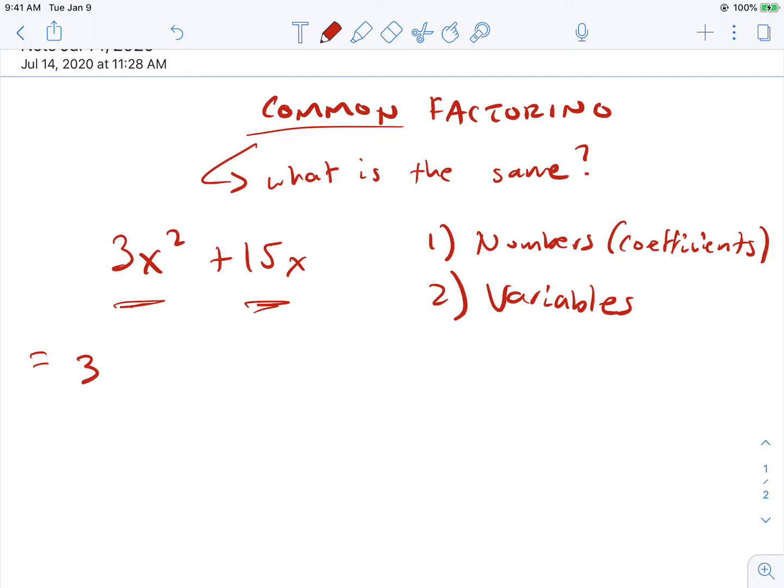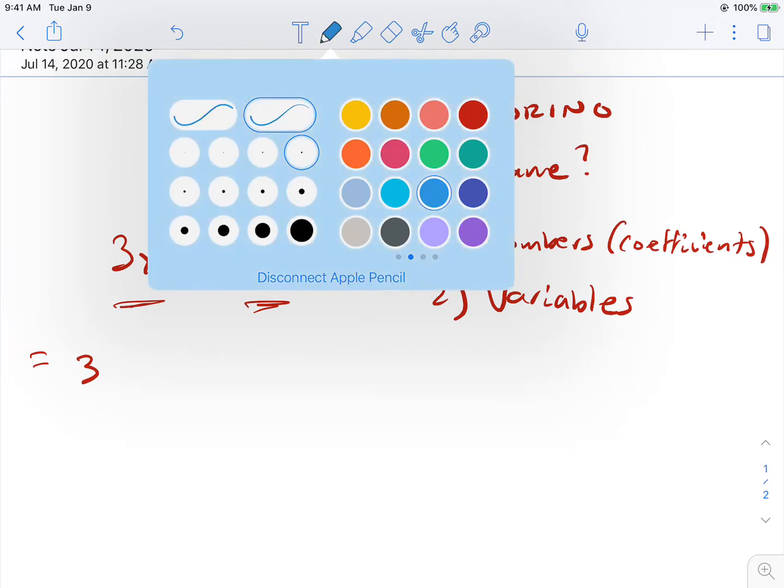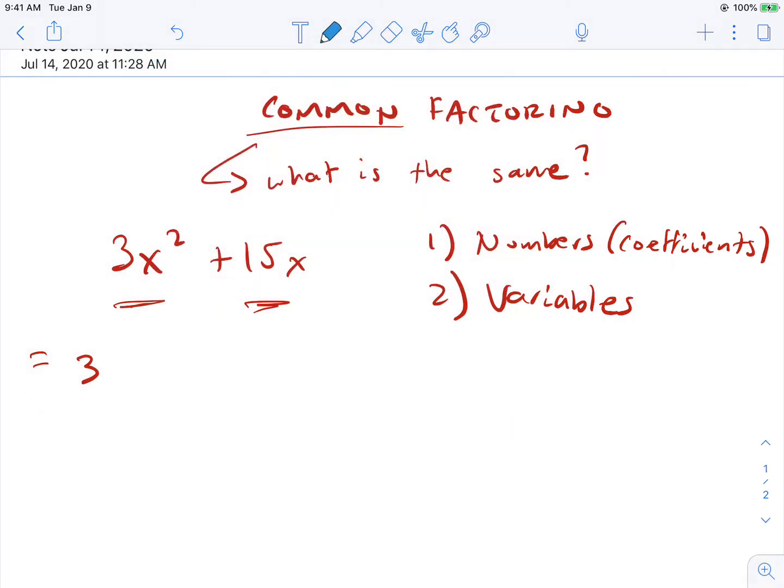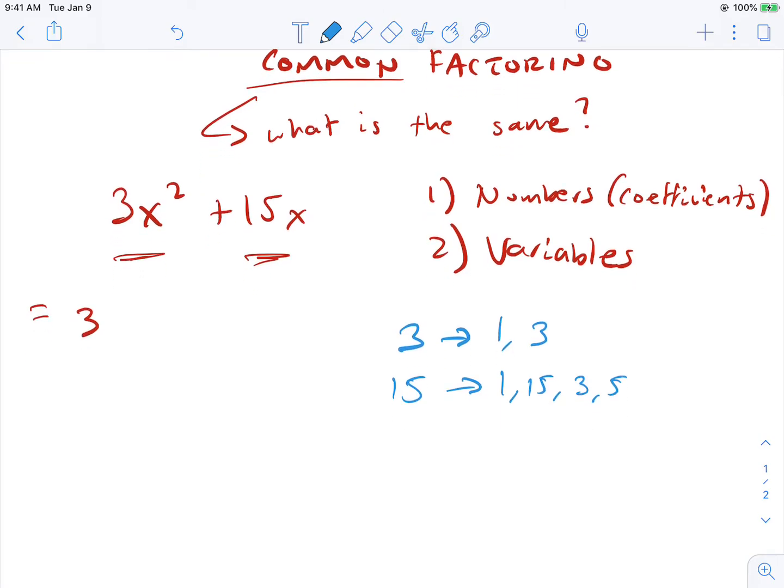The way you figure that out, sometimes it's nice and easy. Like here, it's not too bad, but sometimes the numbers get a little big. So what you do is you can just make a little list. So for the number 3, what numbers go into 3? Well, we have the numbers 1 and 3. And what about the number 15? Well, what goes into that? We have 1 times 15 will give us 15, and 3 times 5 will give us 15, and I don't know if there's anything else, so I think that's it.